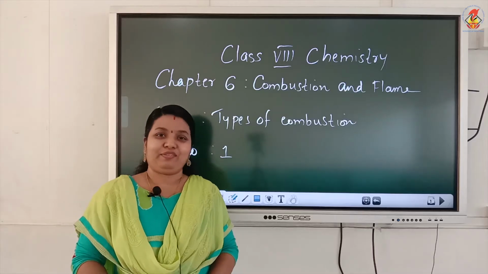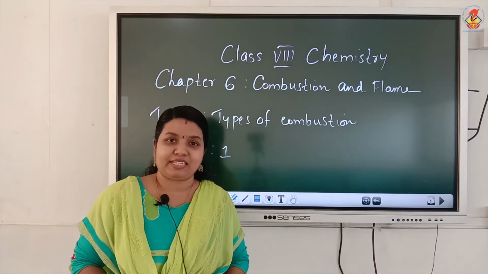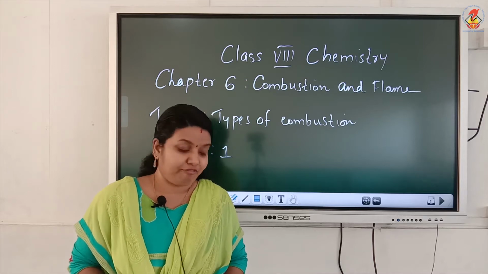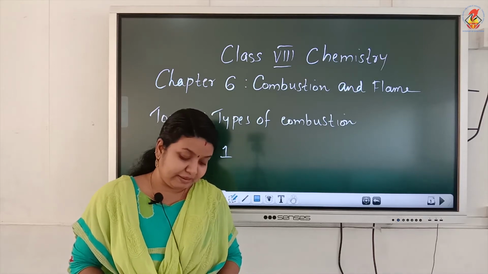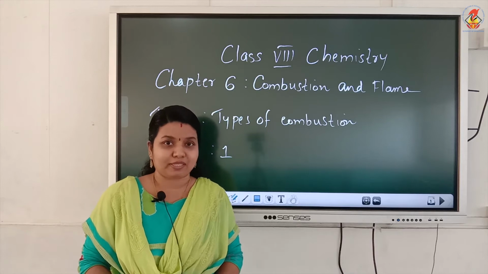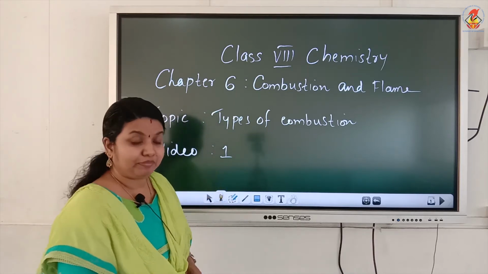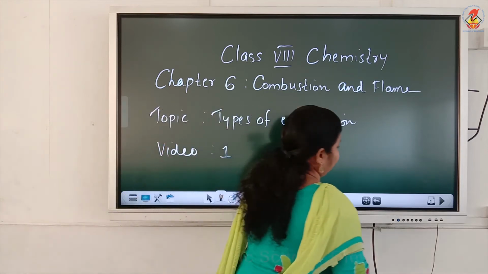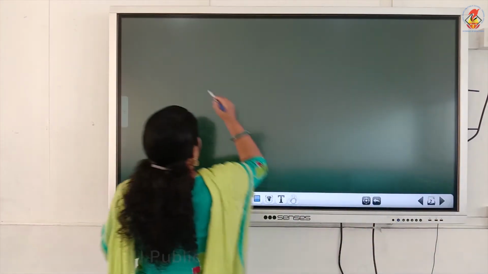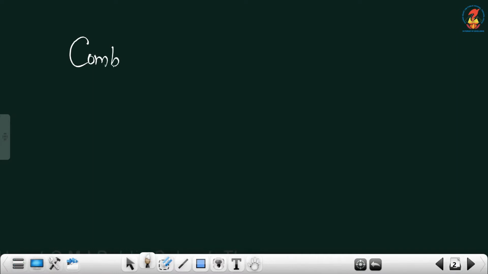Hi children, we move on to our next chapter in chemistry, chapter 6, combustion and flame. In your textbook it is page number 64, of your NCERT textbook, chapter 6, combustion and flame. So let's start with combustion. Let's see what is combustion.